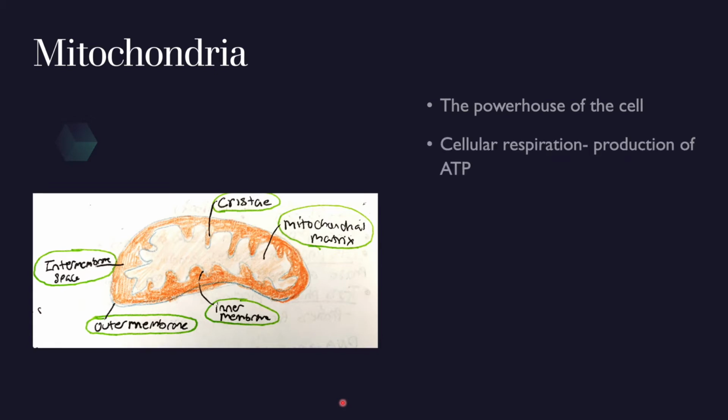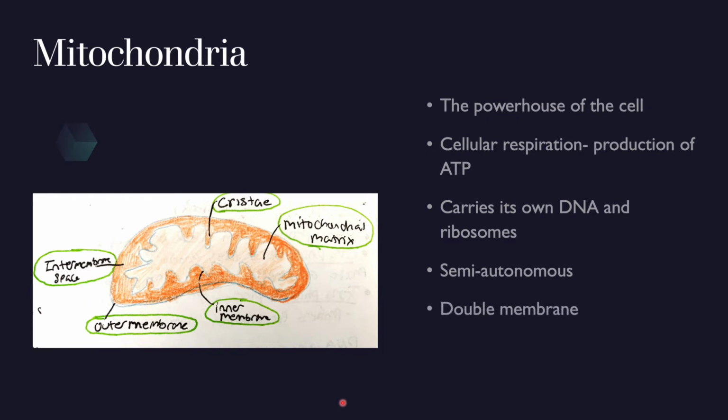The mitochondria is known as the powerhouse of the cell. It is the site of cellular respiration, a process that converts glucose into ATP, energy for cellular processes. Mitochondria contain their own DNA and ribosomes, allowing them to be semi-autonomous, meaning that they can survive and reproduce in the cell independently. It has a double membrane, an outer and inner mitochondrial membrane.